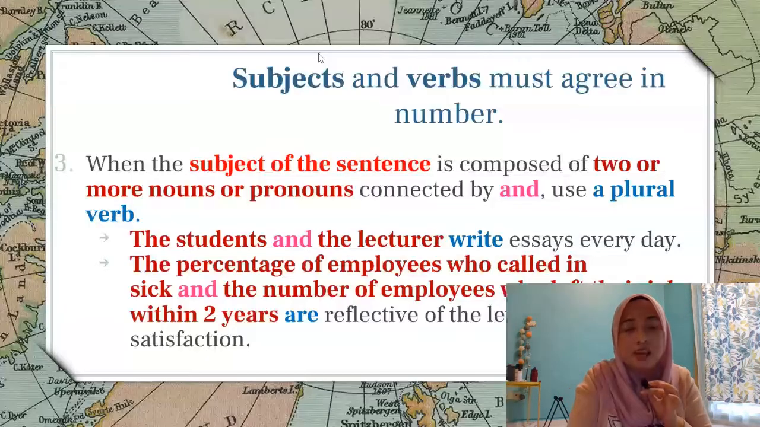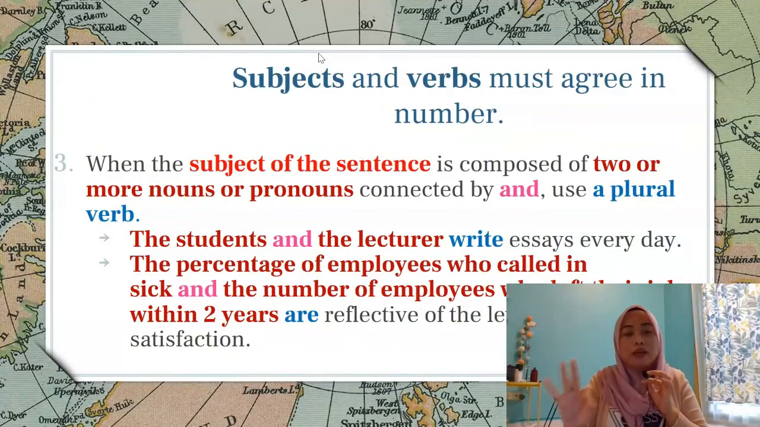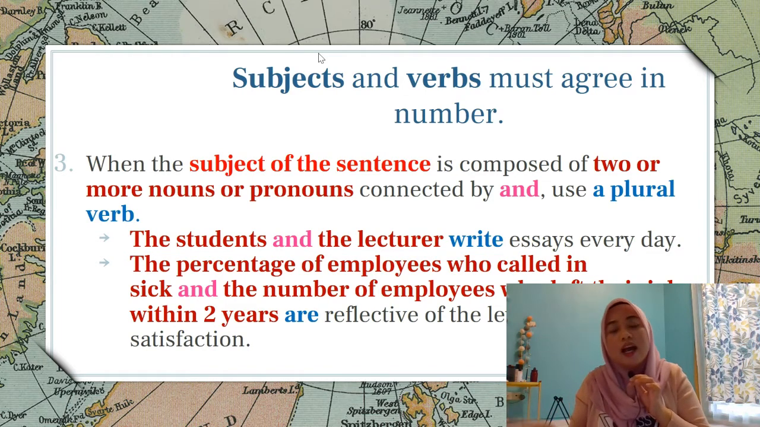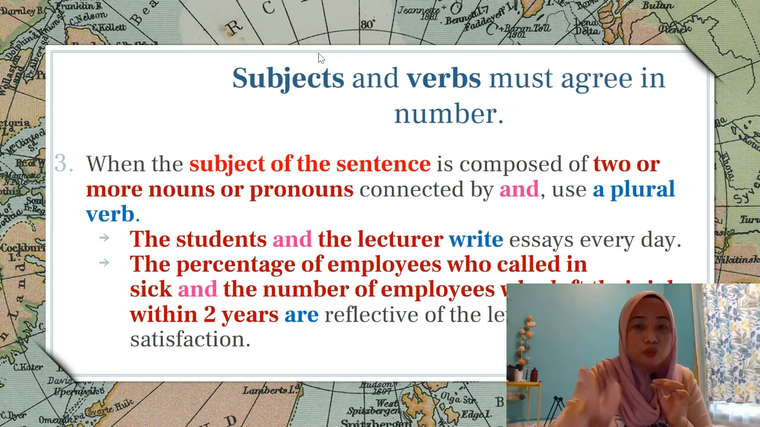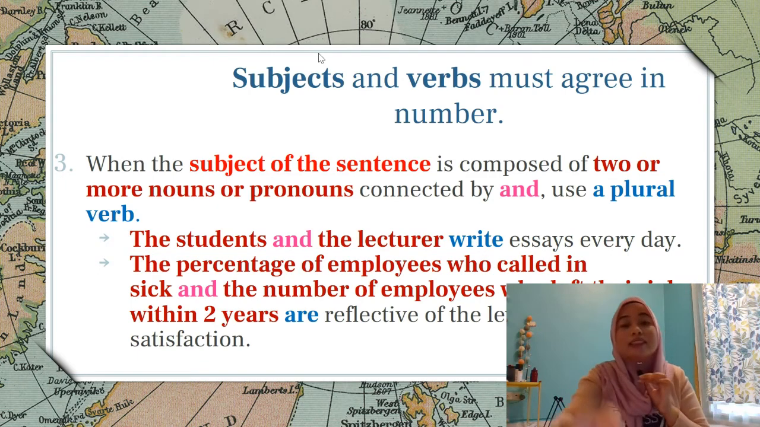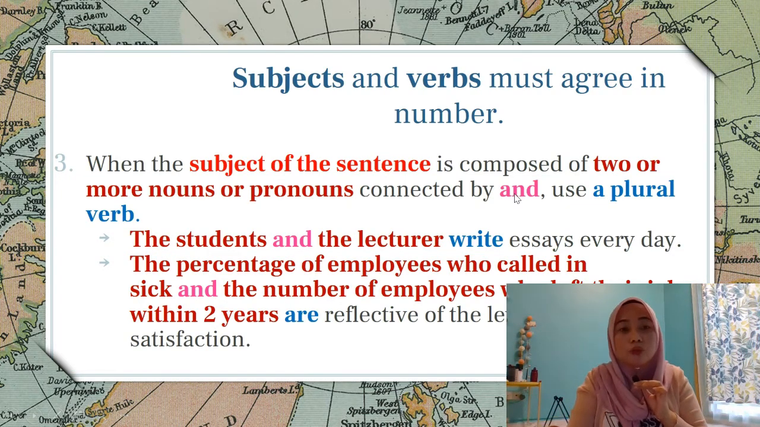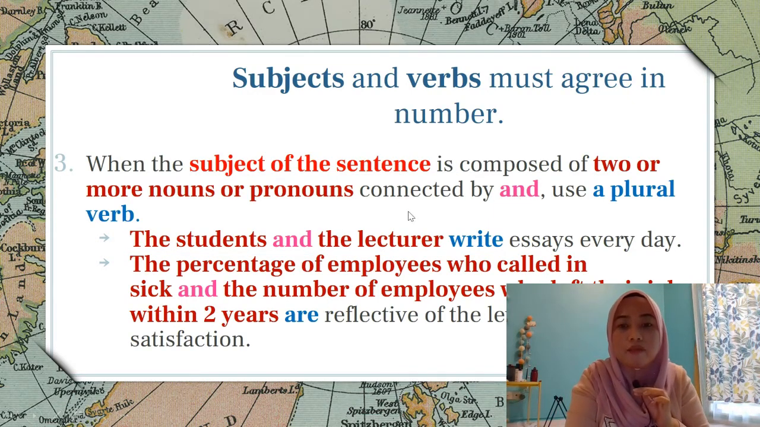All right, now moving forward, we have the third rule. The third rule is when the subject of the sentence has two or more nouns or pronouns connected by the word and, the conjunction and, you need to use a plural verb. So going back again, just now we have subject, verb, object. So if we observe the first sentence here: the students and the lecturer write essays every day.